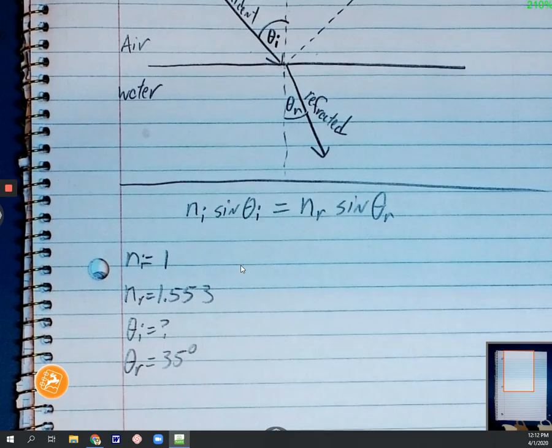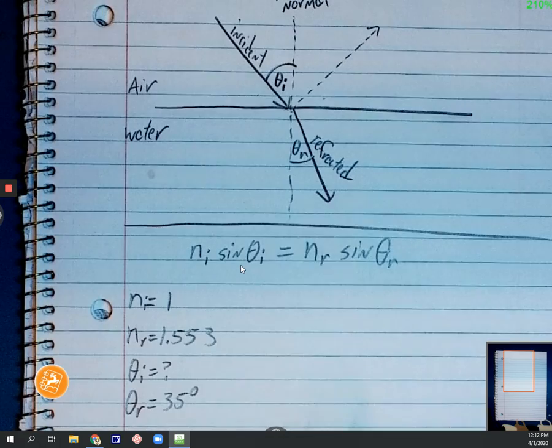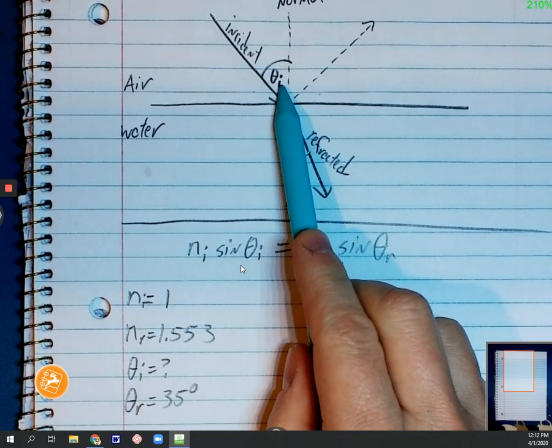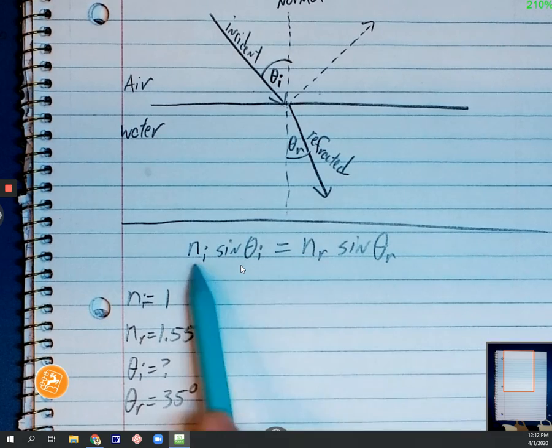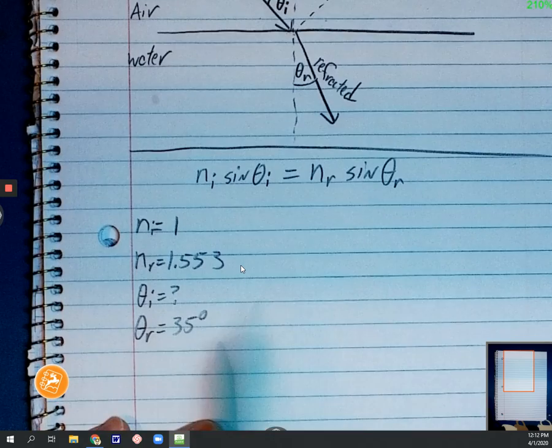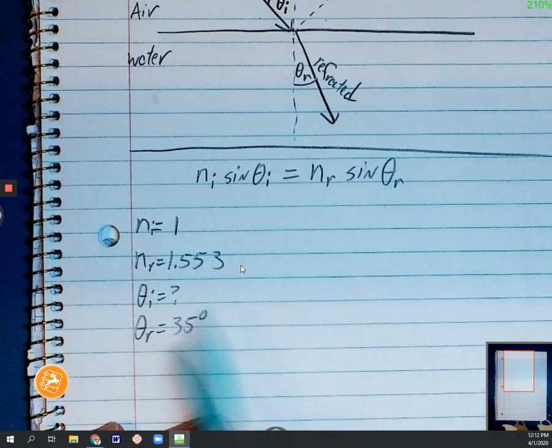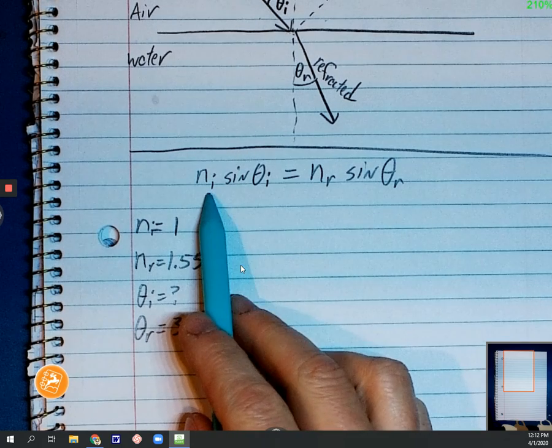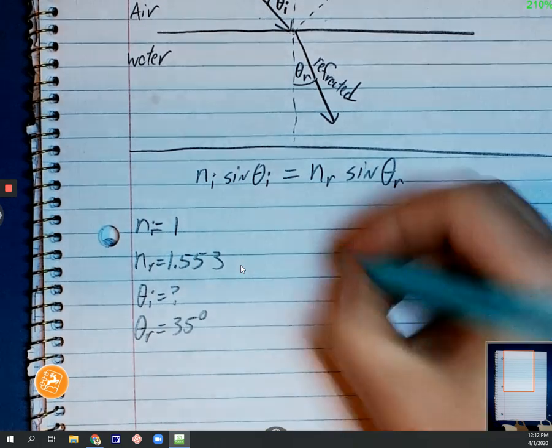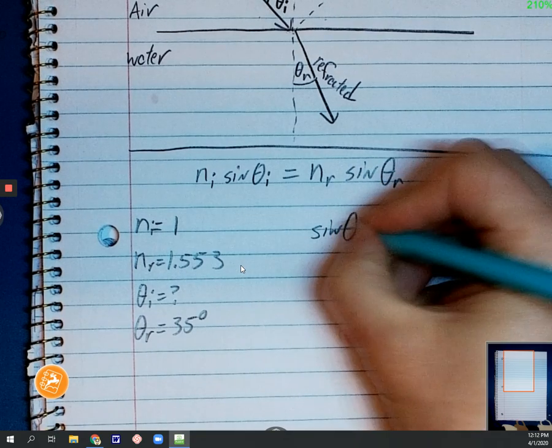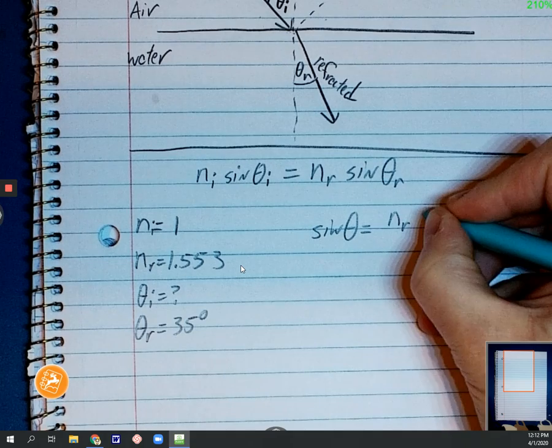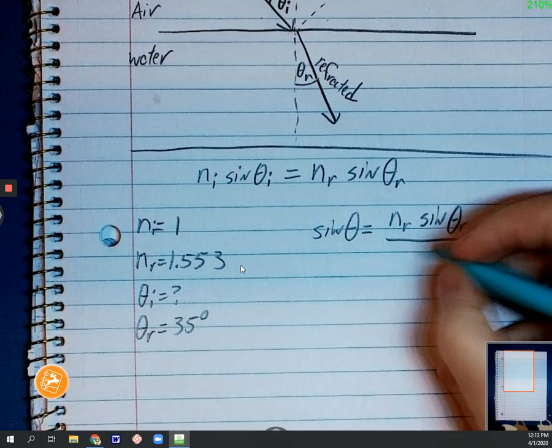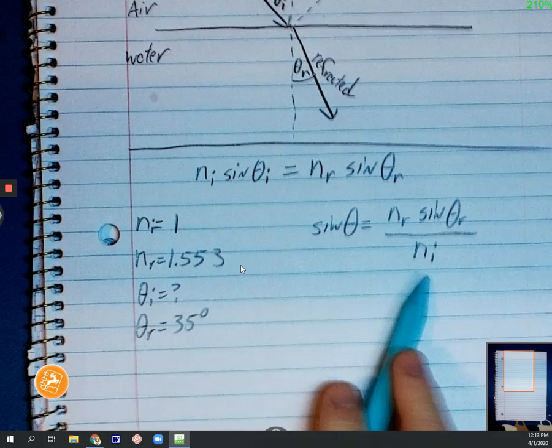So in other words, this is our 35. This right here is what we're trying to find. And we know the indices of refraction. So if I rewrite this equation to solve for theta sub I, then I will divide N sub I from both sides. Sine of theta sub I equals N sub R times the sine of theta sub R over N sub I, which is just 1.